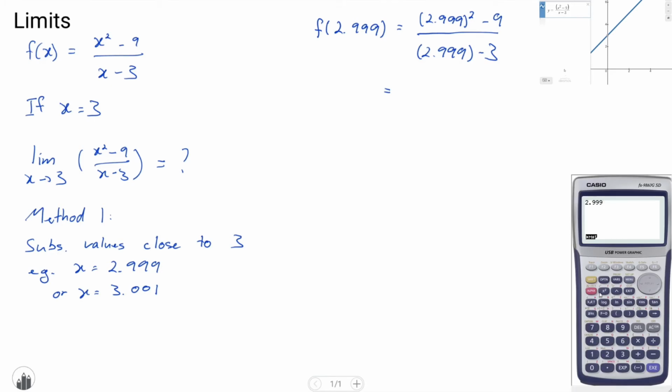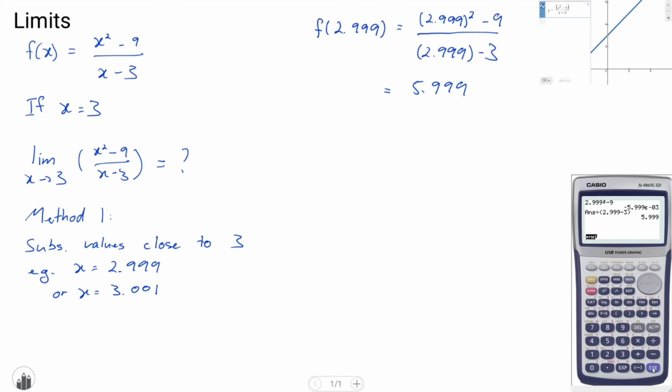2.999 squared minus 9. Okay, you can see that gives me some number, and I divide that by 2.999 minus 3. And that gives me a number of 5.999. So in other words, a value that is really, really close to 6. Cool, so far so good.